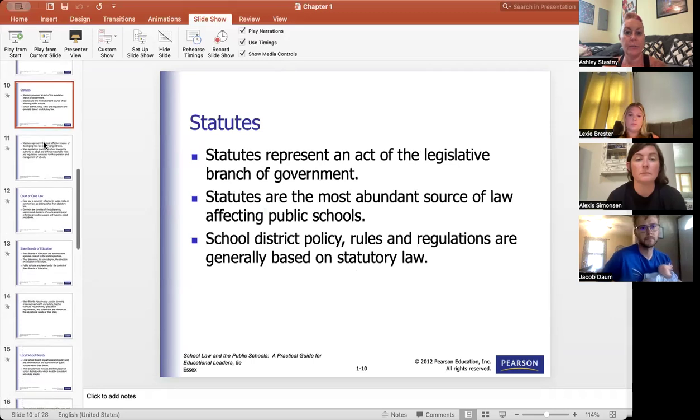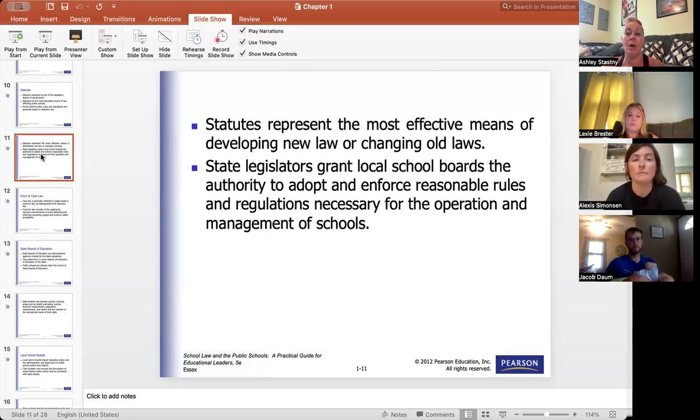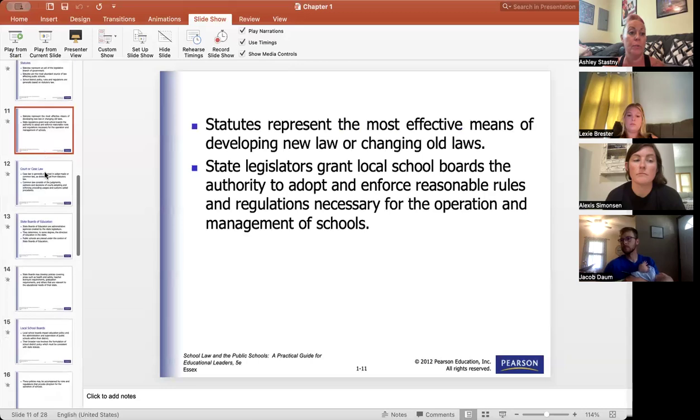So then statutes are legislative acts that are the most abundant in school law, or law that affects public schools. And school district policy, rules, and regulations are all based on the statutory law. Statutes are the most effective means of developing new law or changing old laws. And our state legislators grant local school boards the power to adopt and enforce rules and regulations necessary for the operation and management of our schools.